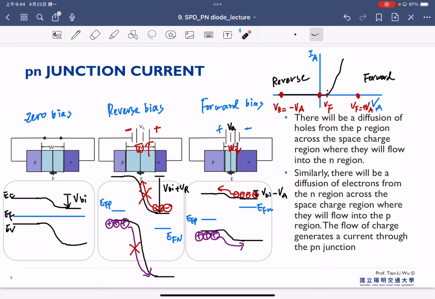Okay, so let's go through the text together. There will be the diffusion of holes from the P region across the space charge region, where they will flow into the N region. And similarly, there will be the diffusion of electrons from the N region across the space charge region, where they will flow into the P region. In the end, the flow of the charge generates a current through the PN junction. So if we want to understand the current here, definitely we have to put the focus on all this charge flow.